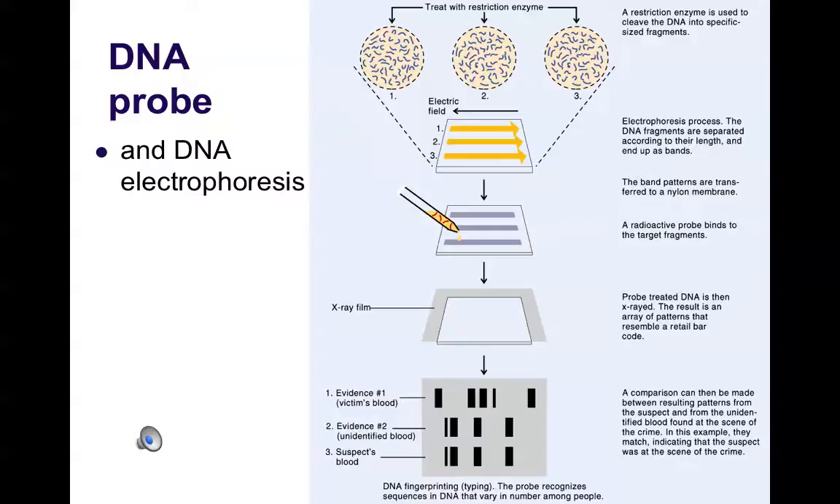Once we've separated the fragments in the electric field, or during electrophoresis, then we can add our DNA probe that has some kind of reporter, either a radioisotope, color, or chemiluminescent tag. And if it's a radioisotope probe or radioisotope reporter, we're going to take a piece of either X-ray film or photographic film, lay it on top of the gel, and look for the different size fragments. In the bottom picture, we have 3 samples: evidence sample 1, 2, and then the suspect's sample.